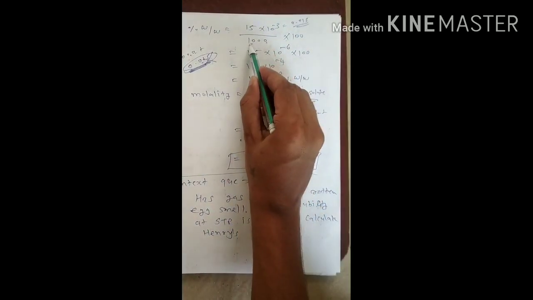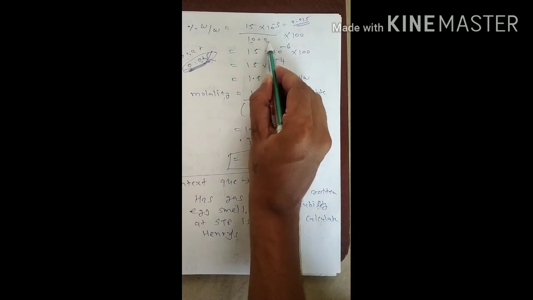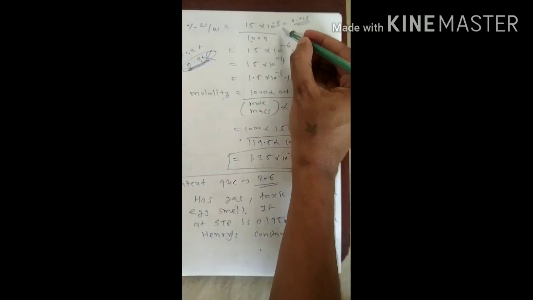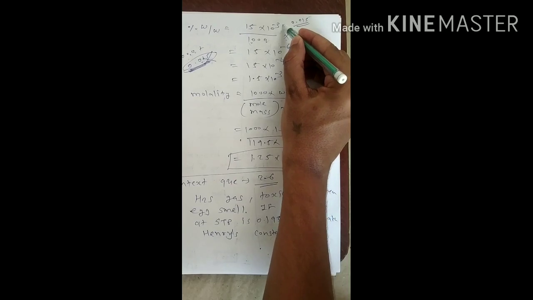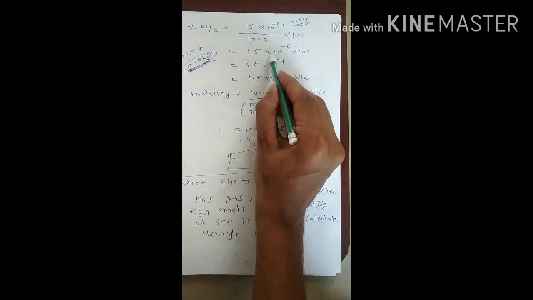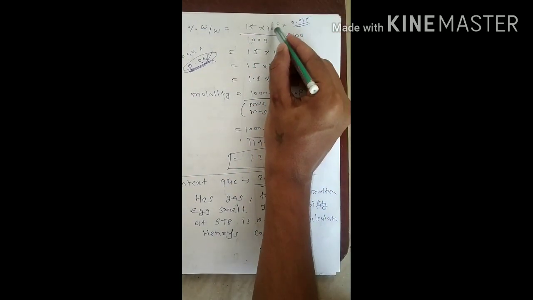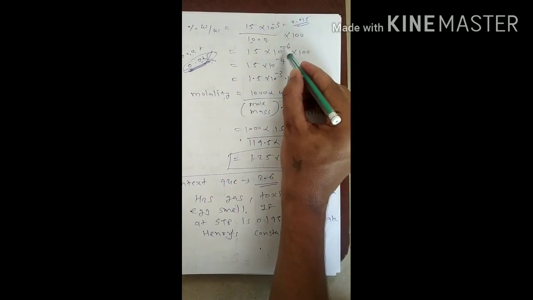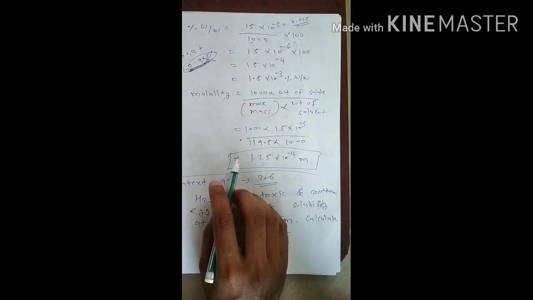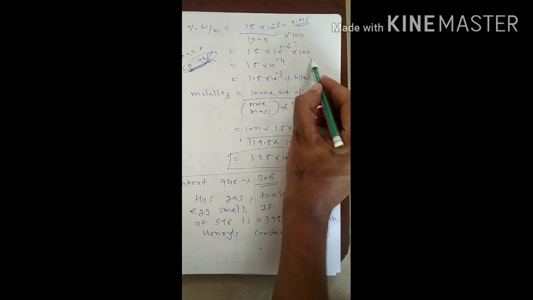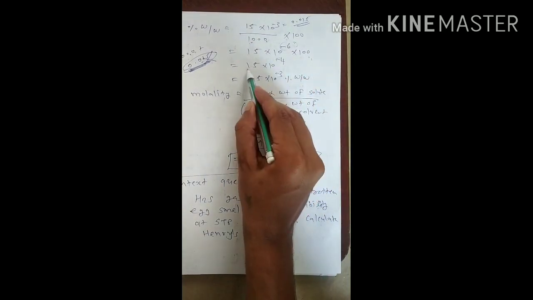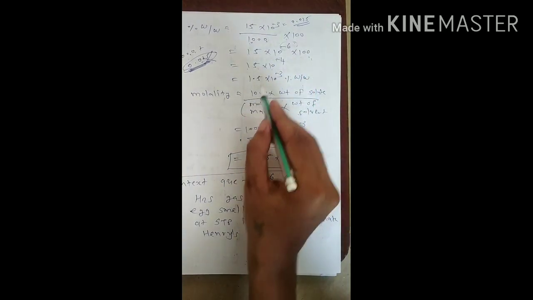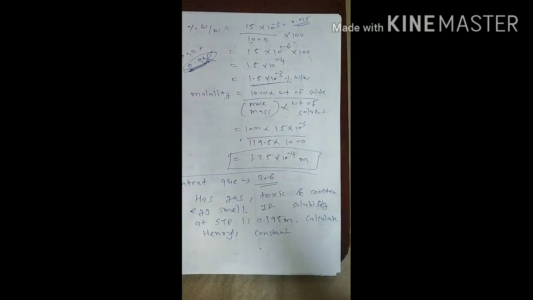Now 1000 I can write as 10 raised to 3. If that goes to the upward side it will be minus 3. So 15 into 10 raised to minus 3 into 10 raised to minus 3 will be 10 raised to minus 6, into 100 as such. So you will get 15 into 10 raised to minus 4, that is 1.5 into 10 raised to minus 3 percentage weight by weight.